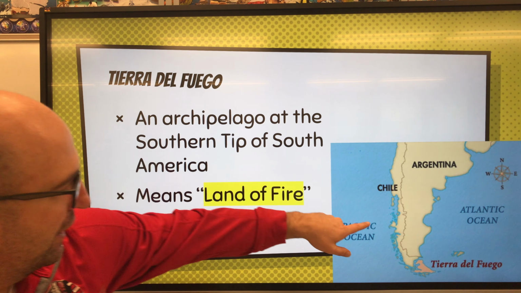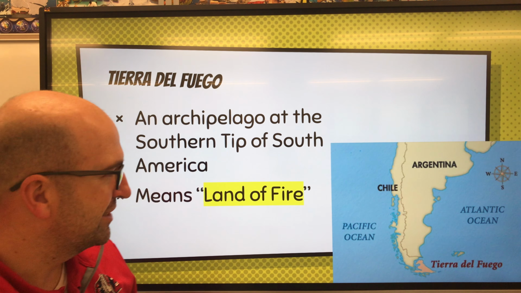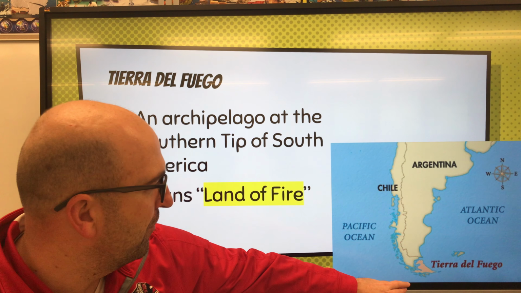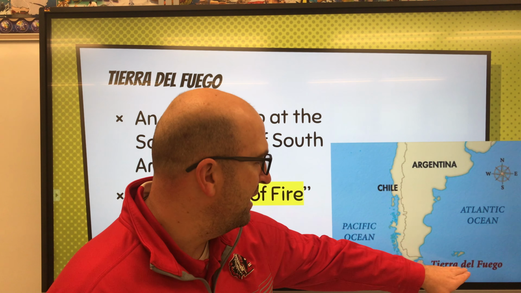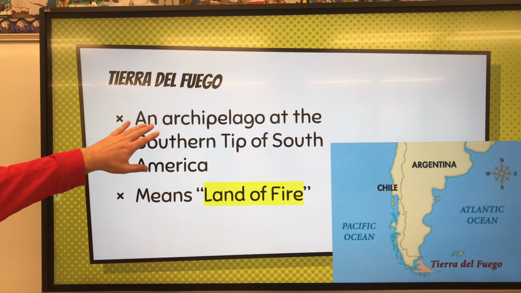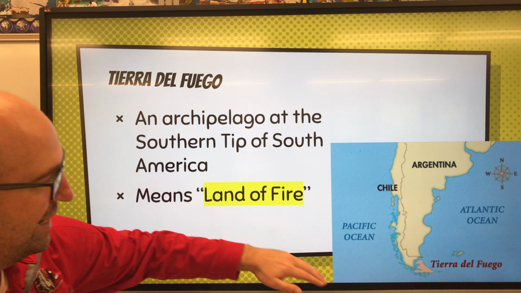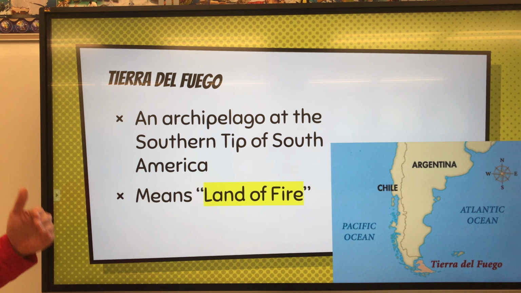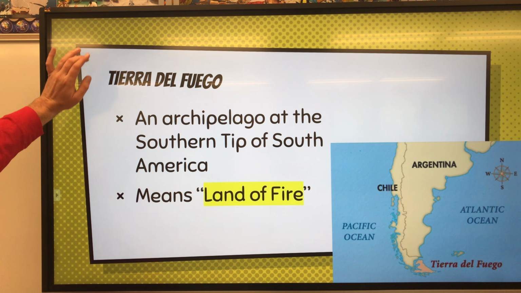Another area, if we go to the very southern tip of South America, we have this group of islands down here called Tierra del Fuego. And that means land of fire. And it's an archipelago chain. An archipelago is what we call that group of islands. One of the first explorers, Ferdinand Magellan, passed through this area, calling it the Magellan Strait. So the Tierra del Fuego is the very southern tip of South America.